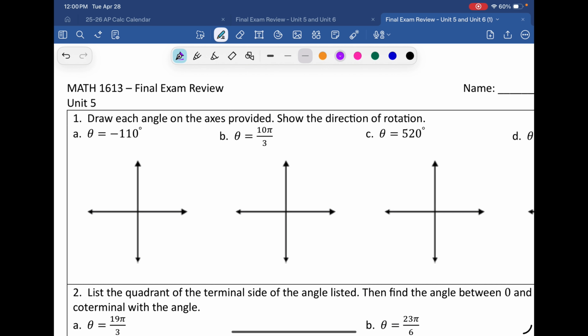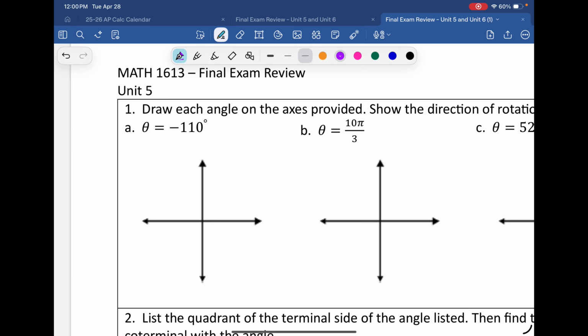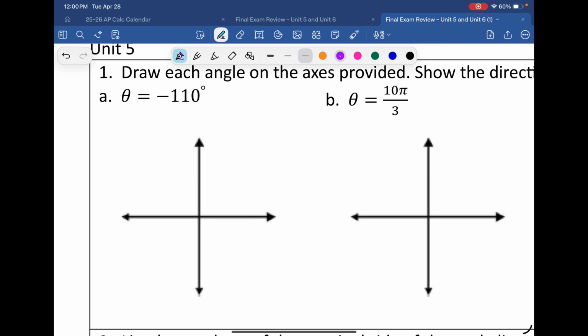So number 1, draw each angle. Show the direction of rotation. So negative 110 degrees. It's negative, which means it'll go clockwise. It also means that we have to consider angles going in the opposite direction. So instead of 90 degrees being up here, negative 90 degrees is down here, which means negative 180, negative 270, and back around to 360.